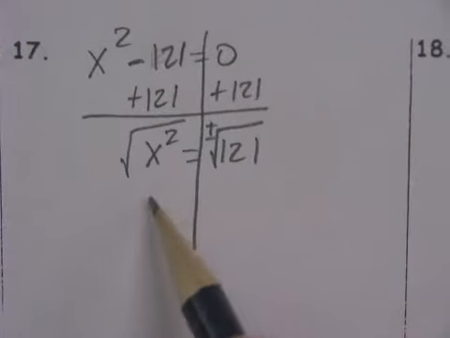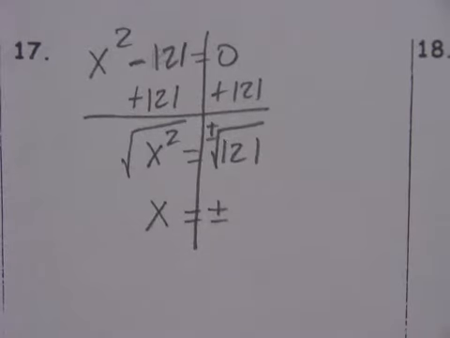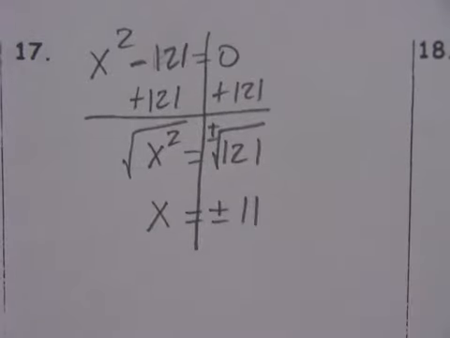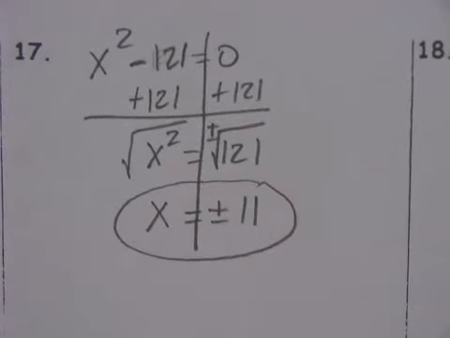So the square root of x squared is x. I bring down the plus or minus. And then I can punch in 121, square root of 121 in my calculator, and square root of 121 is 11. And there it is, without the radical. Some of us are still leaving the radical on there. Circle it. There it is.